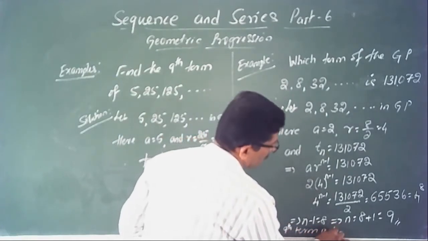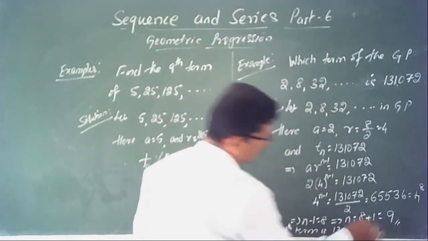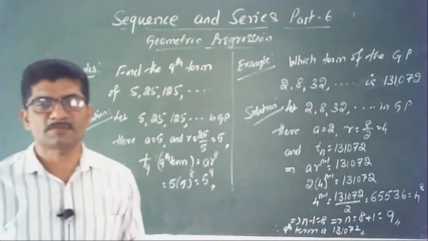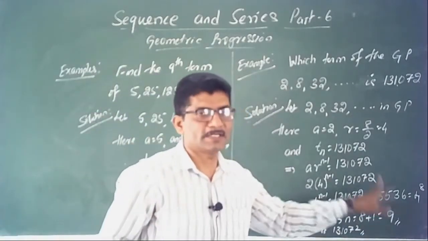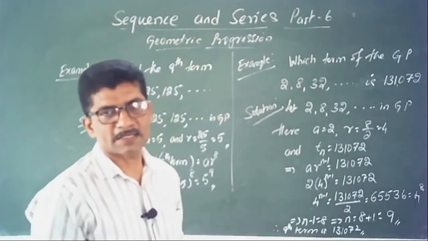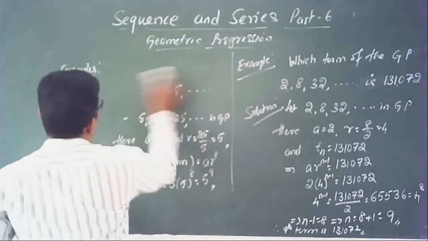is 1,31,072. The ninth term is 1,31,072. This is how we find n, the value of n. Is it clear? It is also a simple question. The next example.